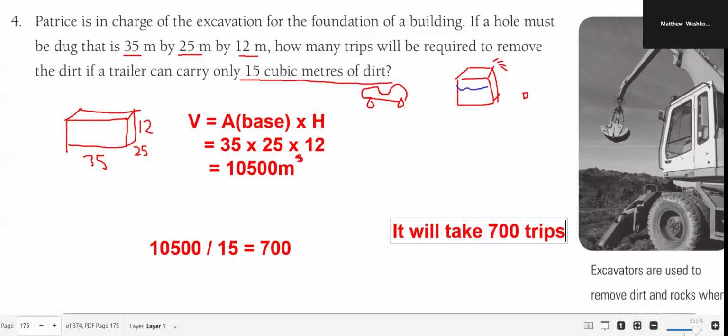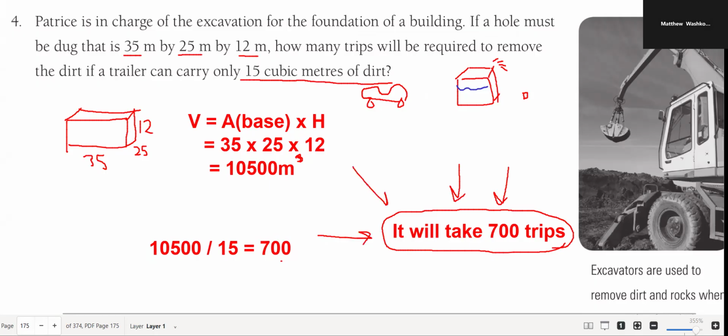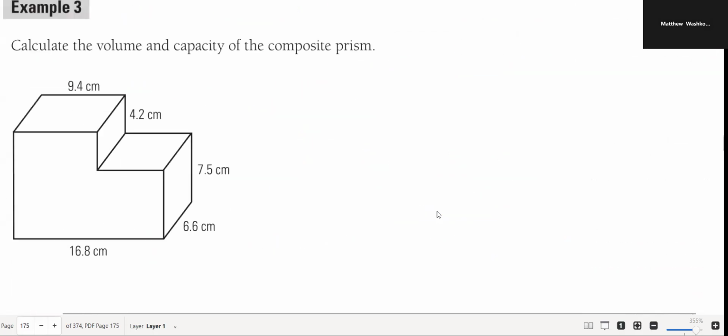So the answer here is it will take 700 trips. You're not done if you just write this. This is not a complete answer. It's asking you a question. Give it a statement. Don't just write 700 and move on. Say what the answer is in this case. All right.